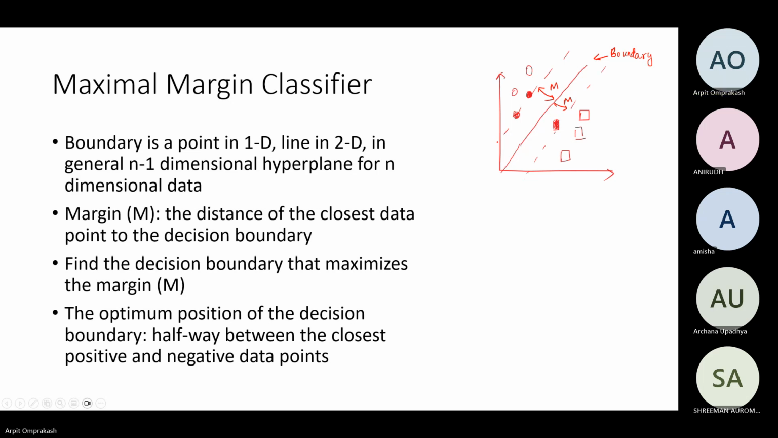Okay. So what does the maximal margin classifier do? M is basically the distance between the closest data point and the boundary, right? So the maximal margin classifier basically tries to maximize this margin, maximize the distance between the boundary line and the nearest data point.